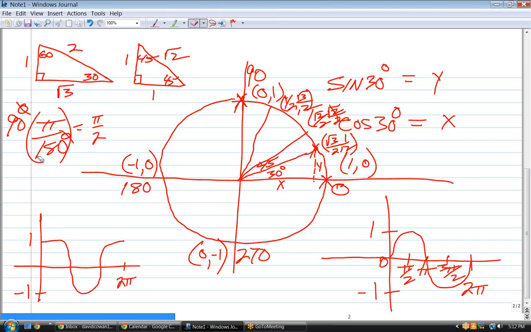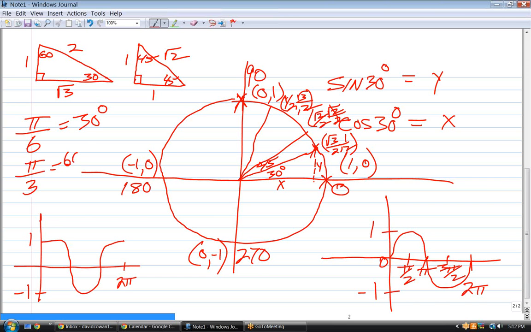However, you can do this conversion for every angle, but what is pretty cool is that pi over 6 equals 30 degrees. Notice 30 times 6 is 180. Pi over 3 equals 60 degrees. Again, 60 times 3 is 180. Pi over 4 is 45 degrees. So this is kind of a convenient way of memorizing your first quadrant, 30, 45, and 60.